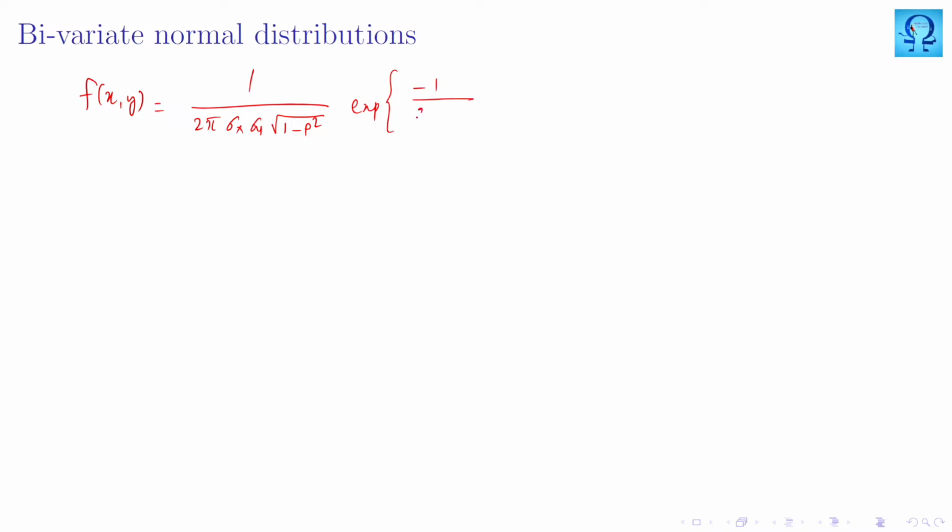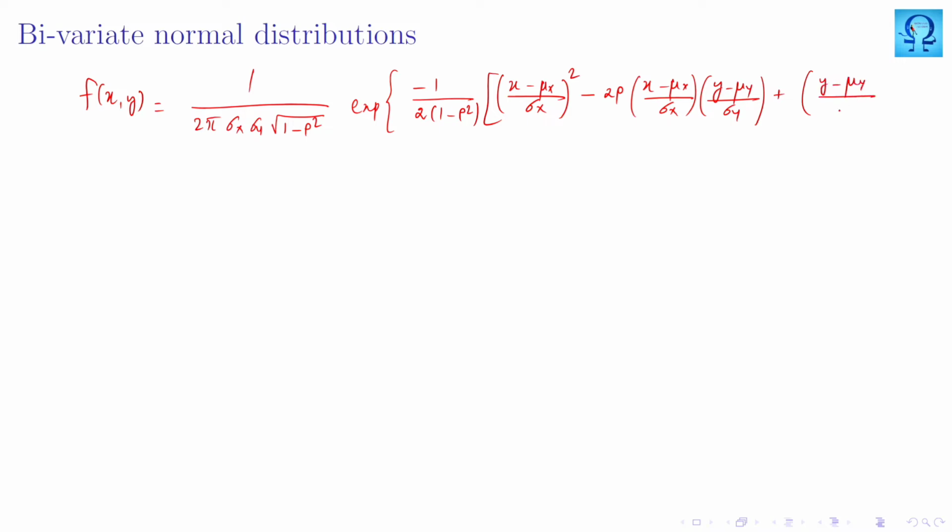exponential of minus 1 upon 2 times of 1 minus rho square multiplied with (x minus mu x upon sigma x) whole square minus 2 rho times of (x minus mu x upon sigma x) multiplied with (y minus mu y upon sigma y) plus (y minus mu y upon sigma y) whole square.